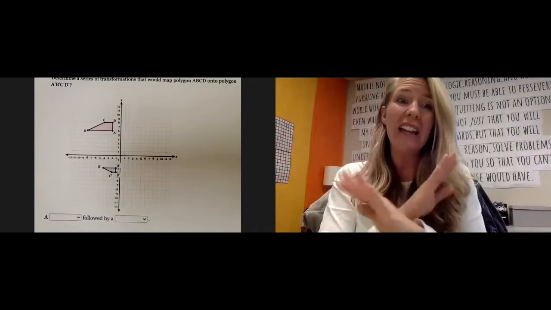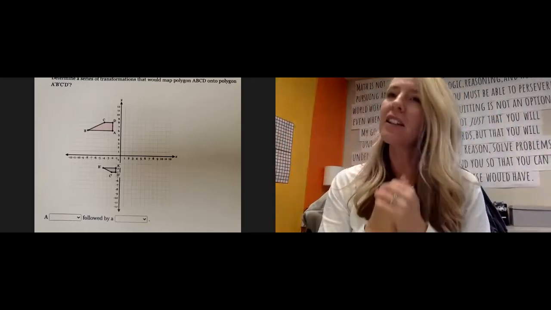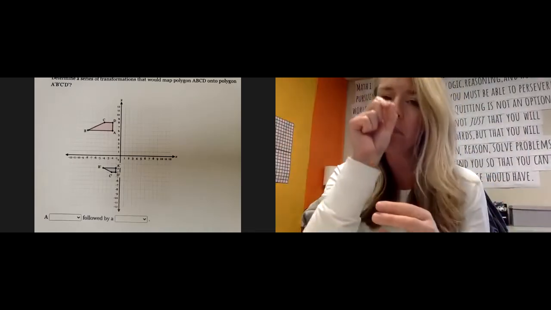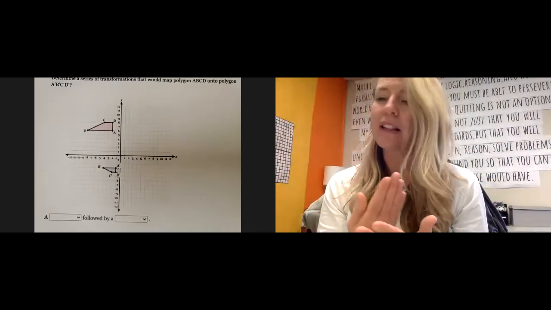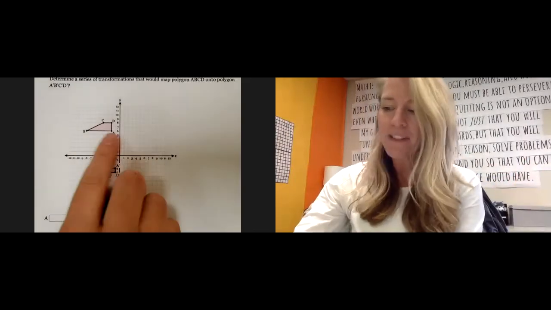Also, definitely every time with any transformation, pay attention to what your starting point is. It's going to have the plain old boring letters. And then every time you make a change, you're going to get those little primes in the corner. So the starting point is the one with clean, fresh letters, A, B, C, D, right there.